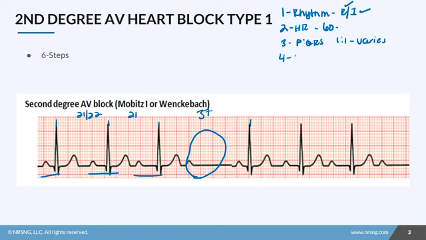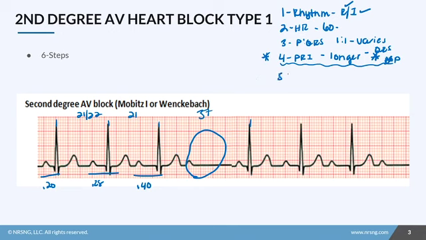In step number 4, we got to look at the PR interval. So again, from here to here, it's 0.20. Here it's 0.28. Here it's 0.40. And then we drop a QRS. So the PR interval gets longer with each heartbeat. And this right here is the biggest characteristic of second-degree AV heart block type 1. So if you're going to memorize anything, memorize this. PR interval gets longer, and then QRS is dropped. Okay, drop. That's a D.